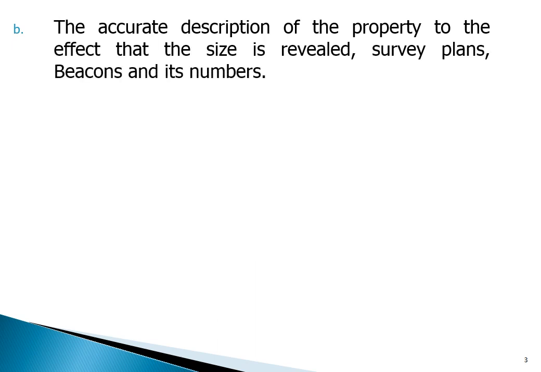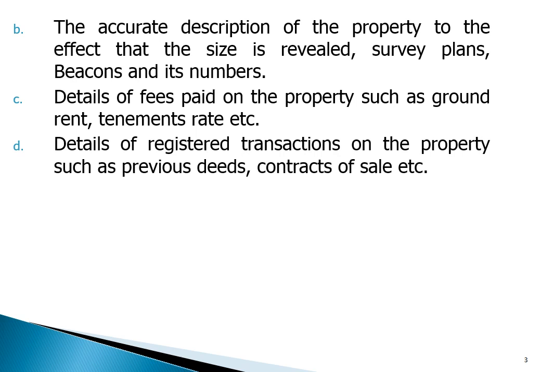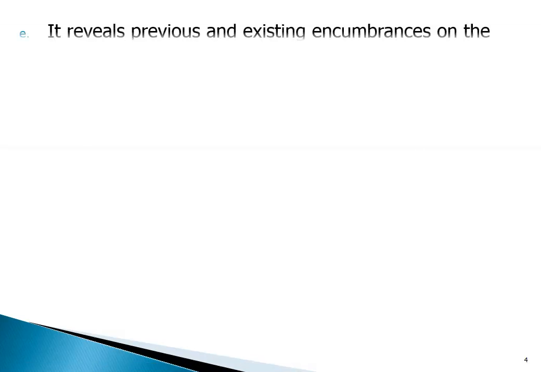B. The accurate description of the property, to the effect that the size is revealed, survey plans, beacons and their numbers. C. Details of fees paid on the property such as ground rent, tenement rate, etc. D. Details of registered transactions on the property such as previous deed, contract of sale, etc. E. It reveals previous and existing encumbrances on the property such as mortgage.